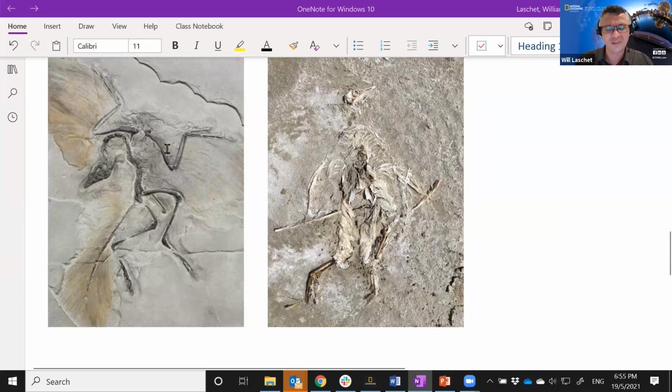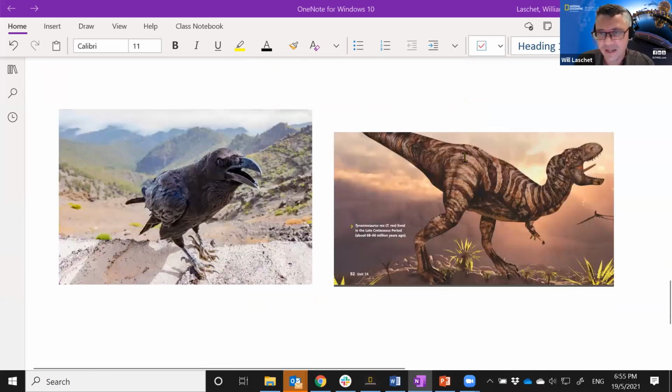Okay, just one more for you, just for fun, really, this one. Here on the right, we've got the image from Reading Explorer of the Tyrannosaurus Rex. And over here on the left, what have we got here? What can we see there? Does anybody know what this bird is called?